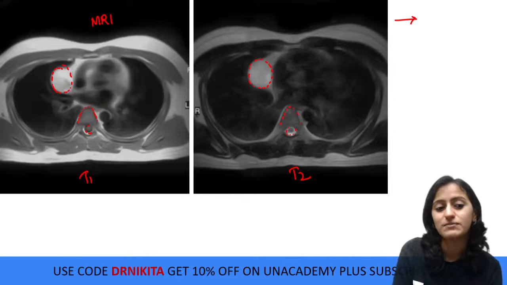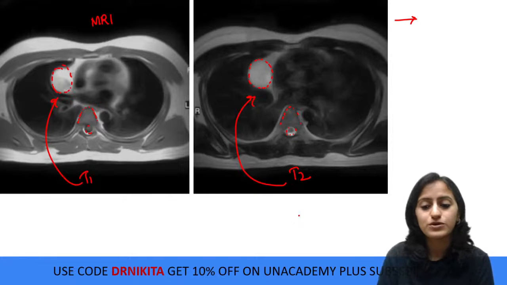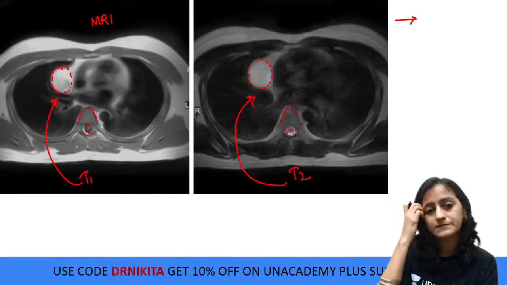Now I have given you the major clues here. I've already given you the major clues. This is the appearance of the mass on T1 and this is the appearance of the mass on T2. So what do you think is the diagnosis?